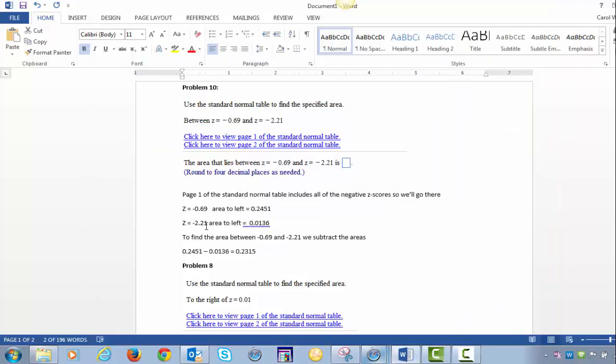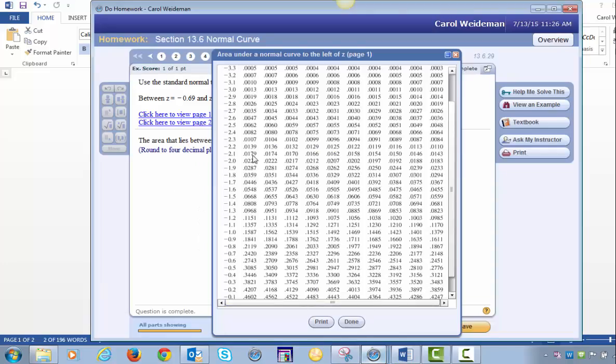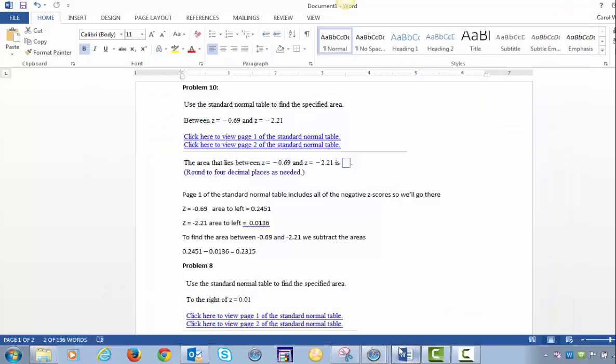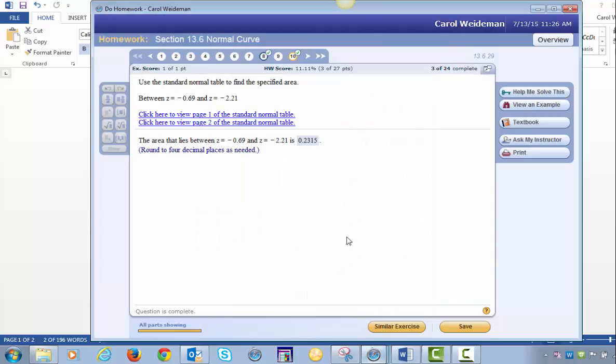And then negative 2.21, let's go back to our table. Negative 2.21, okay? So 0.0136, and when I'm doing the area between, I subtract. So I took 0.2451 and I subtracted 0.0136, and I got an answer of 0.2315, which I went ahead and entered into this problem, and that was the correct answer, 0.2315.